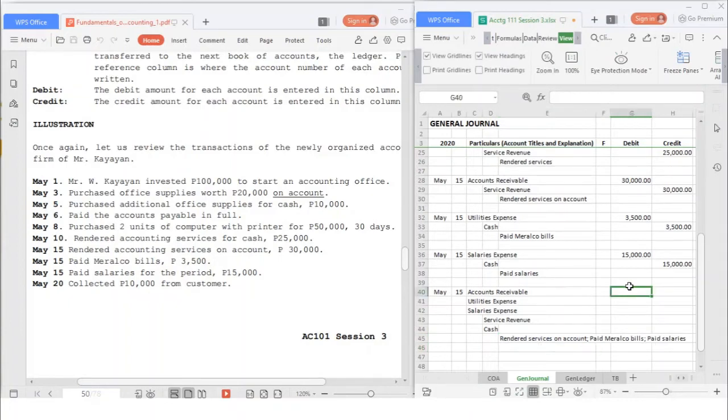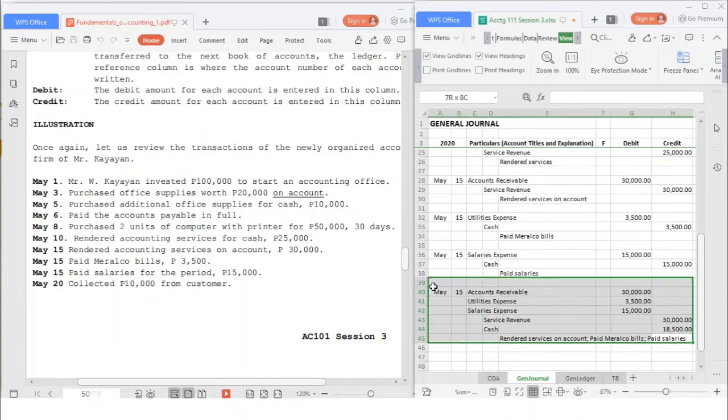As to the amounts, combine them as well. 30,000, 3,500, and 15,000. Now, as you can see, your cash here is the same for your utilities and salaries expense, so you can just add them. 18,500. This total is still the same as the total on your credit side. So again, whether compounded or simple entry, your debit and credit must always balance.